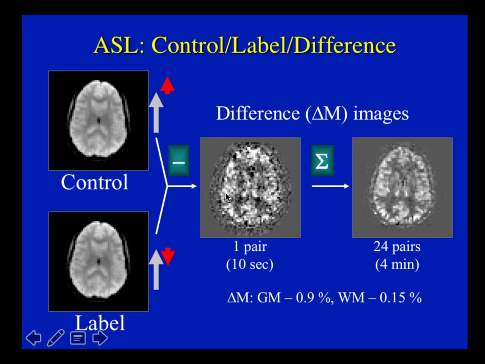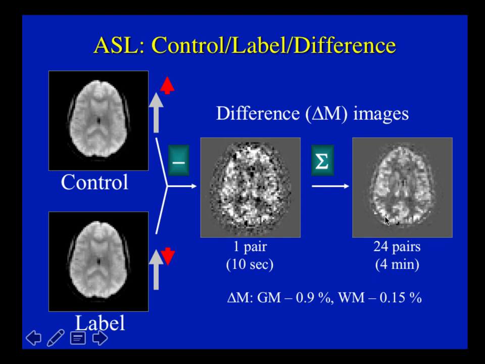But we can see that we have high signal in the gray matter and low signal in the white matter. And this is noisy because the amount of blood that actually came into this slice is quite small, and the signal from that blood is quite small. So in order to improve the signal to noise ratio, we can repeat the control and labeled images multiple times and average them. And here's an example of averaging 24 pairs, taking about 4 minutes.